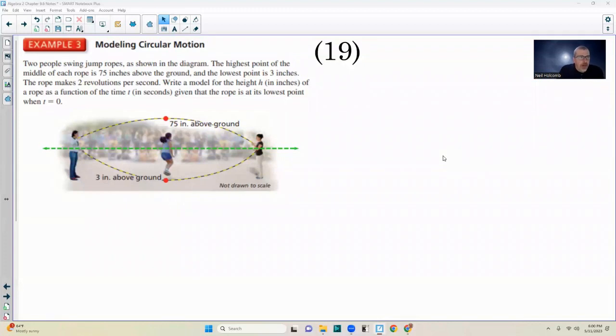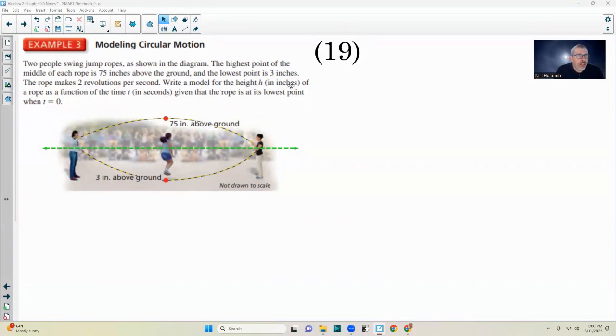Okay, example 3 is modeling circular motion. Two people swing jump ropes as shown in the diagram. The highest point of the middle of each rope is 75 inches above the ground, and the lowest point is 3 inches above the ground. So this rope is not hitting, it's swinging and it's going 3 inches above the ground, and the rope makes 2 revolutions per second. 1, 2, and the rope is done. 2 revolutions per second, it went around twice.